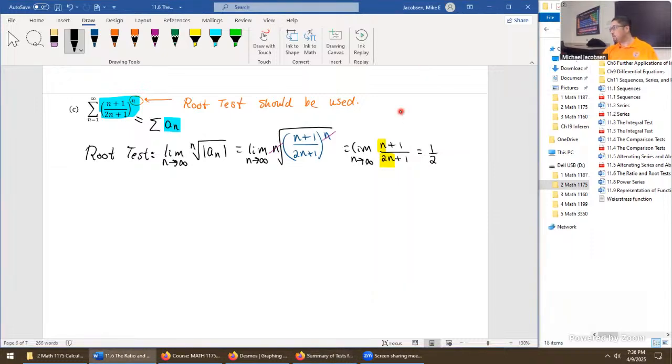We'll say less than 1, because that part now tells us the summation of a_n converges absolutely. And that was pretty fast.